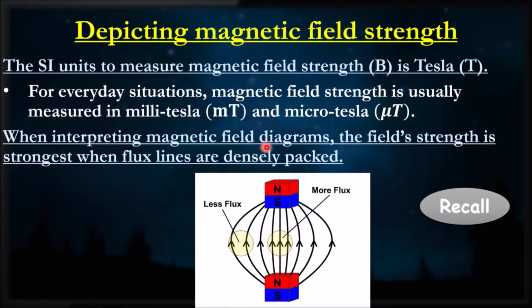When interpreting magnetic field diagrams, we know that the field strength is directly related to the amount of flux lines. The more densely packed the flux lines are, the stronger the field. The fewer the flux lines, the lower the strength.